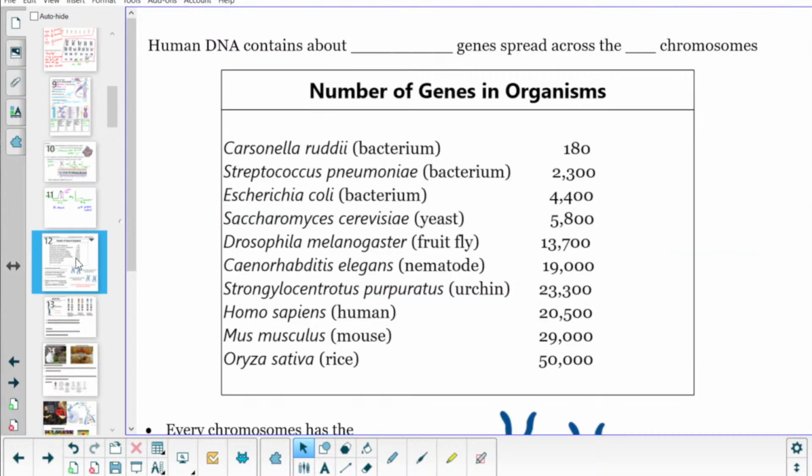And when they were discovering, one of the first thoughts they had, of course, was the more genes you had, the more superior an organism you are. So, of course, rice is the most superior organism.